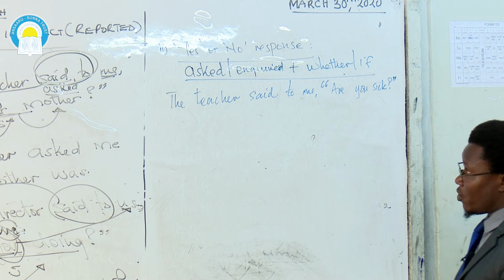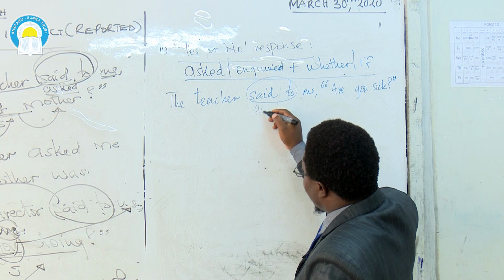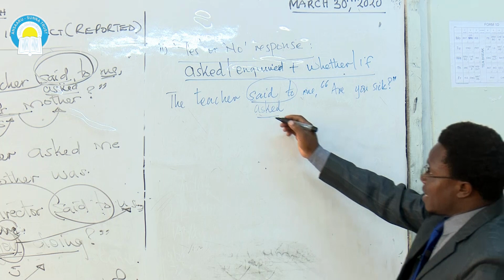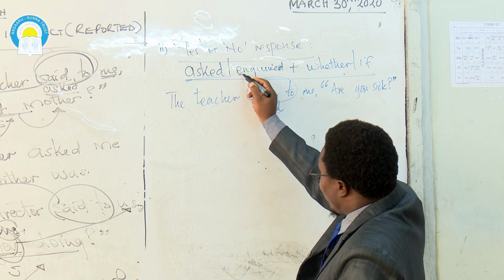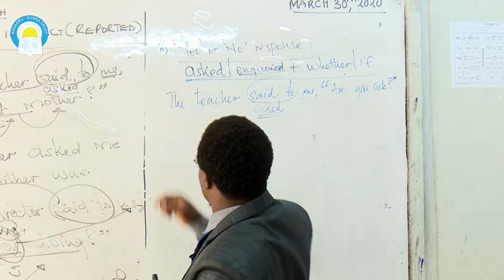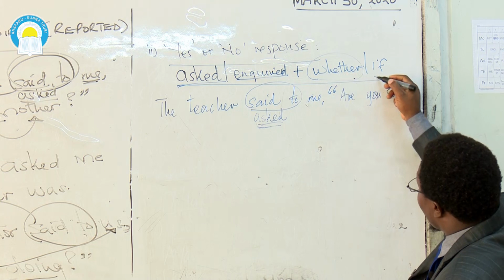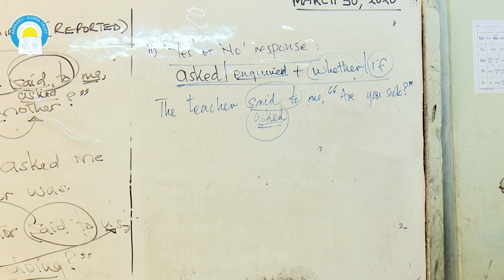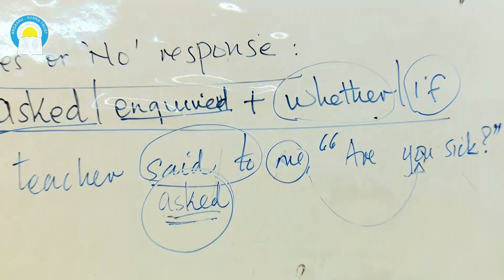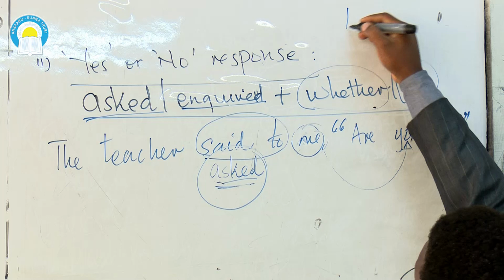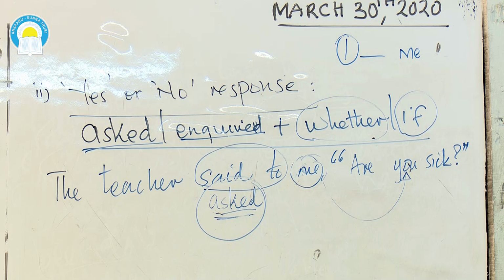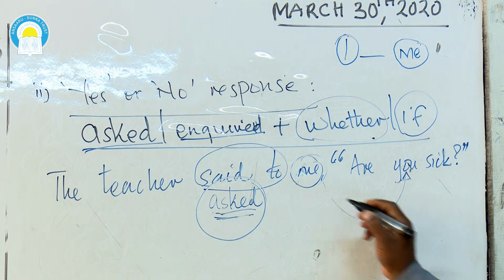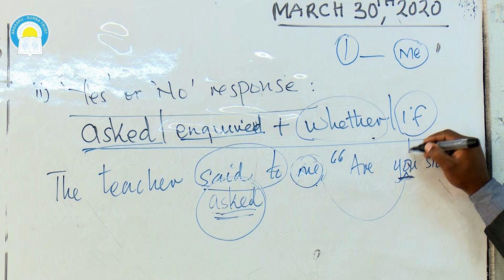What do we do? The position of said to is taken up by asked. And as I've said, after introducing asked or inquired in reported speech, it should be followed by either whether or if. So, the teacher said to me becomes the teacher asked. Me shall automatically affect you. And this me, as I've earlier on told you, emanates from I. The subjective pronoun I becomes objective me. So me shall affect you to become I in the subjective form.